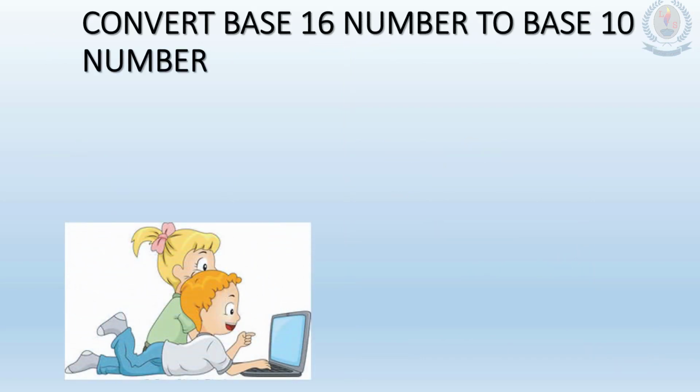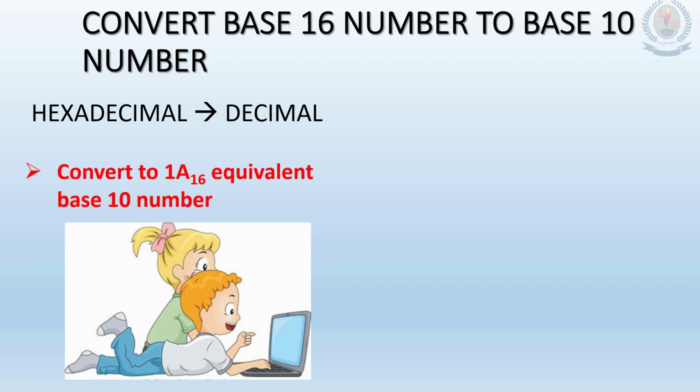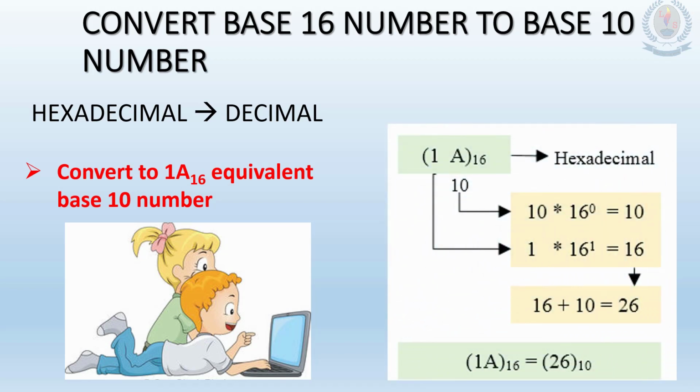And then you are going to convert base 16 numbers to base 10. That means the other way around. You are going to convert hexadecimal numbers into decimal numbers. 1A in hexadecimal you are going to convert into decimal. This is how it happens.